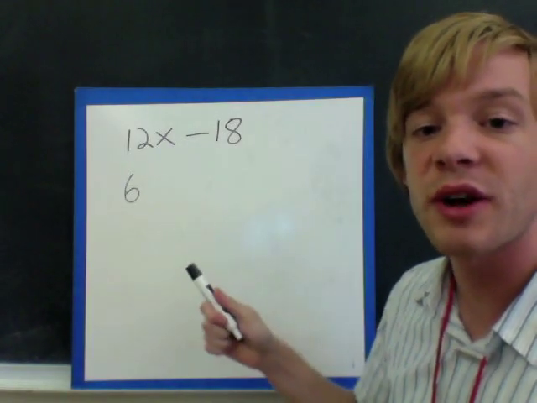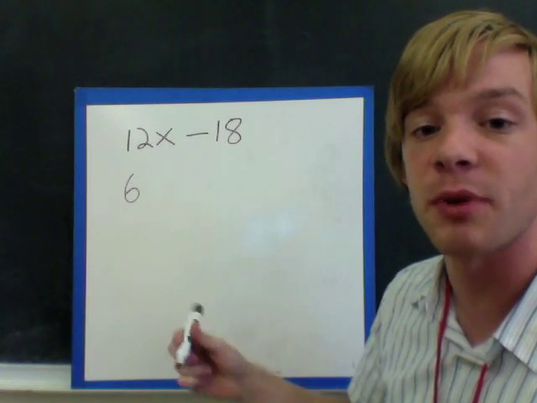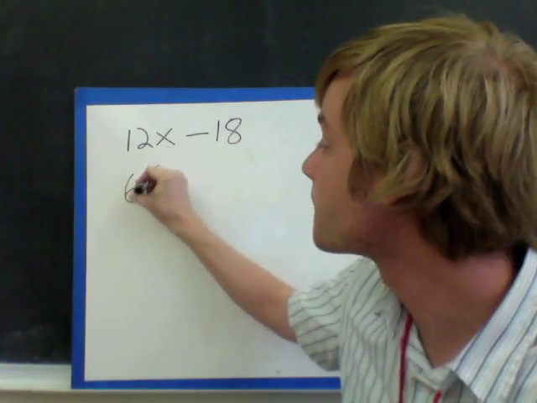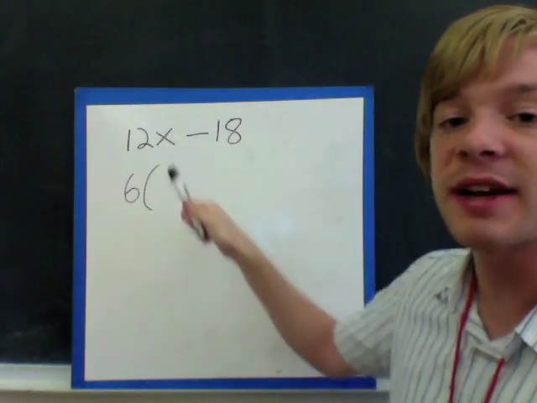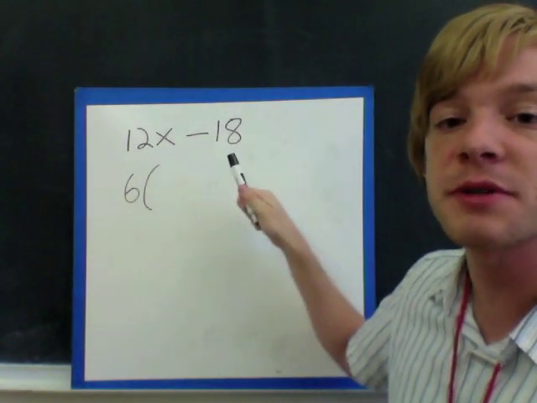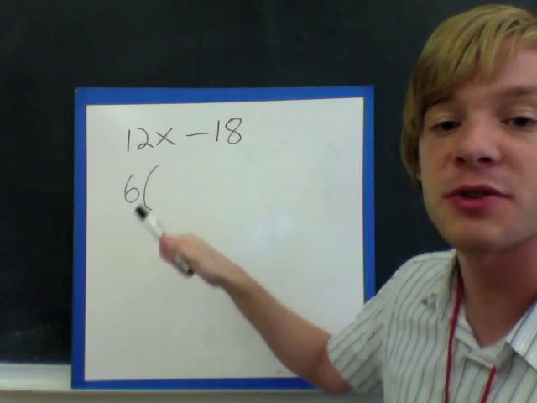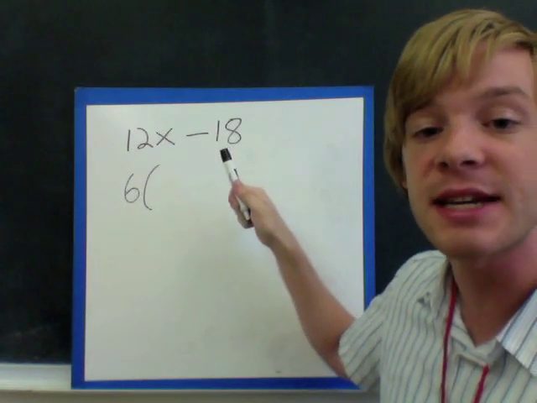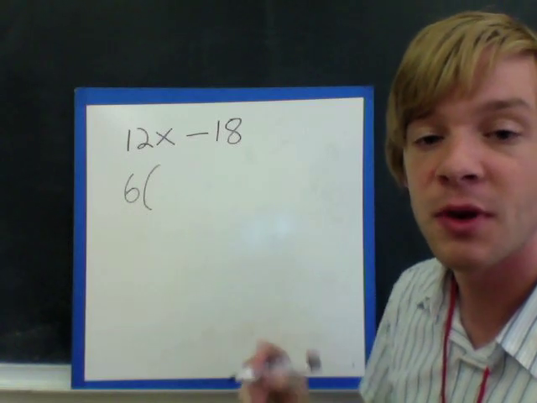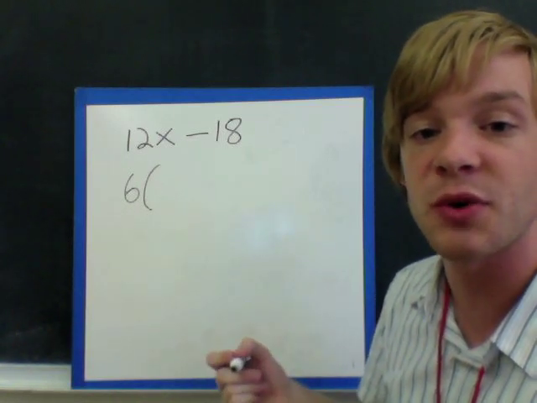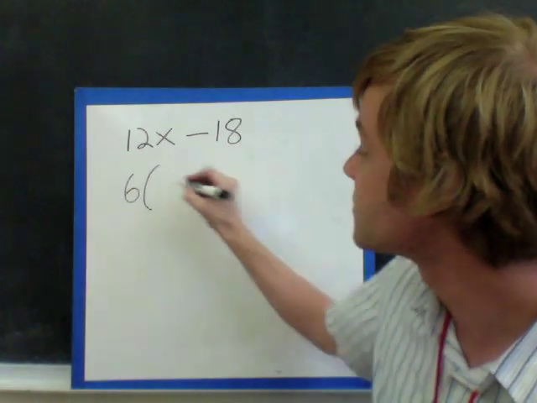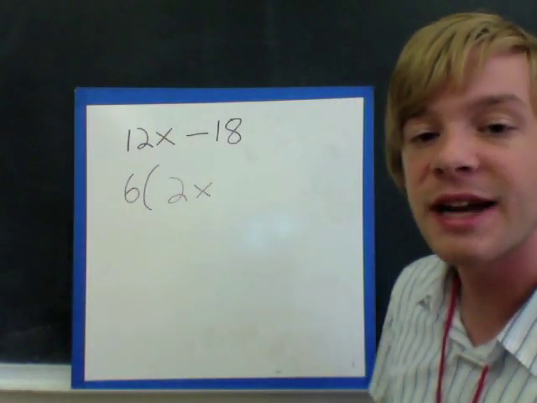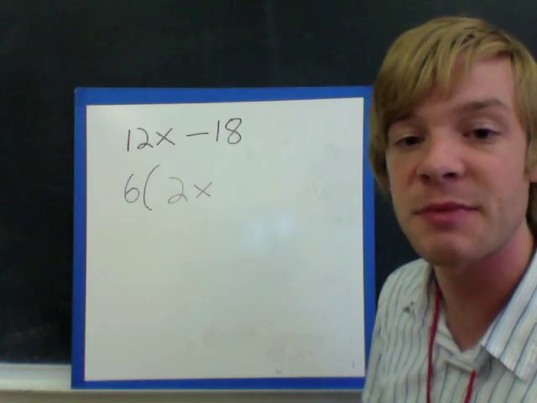So once we have our greatest common factor, things get pretty simple. We're going to open up some parentheses here, and then we're going to divide each of the original terms by our greatest common factor. So I'm going to have 12x divided by 6, and then negative 18 divided by 6. Well, 12x divided by 6 is going to be 2x, and negative 18 divided by 6 is going to be negative 3.